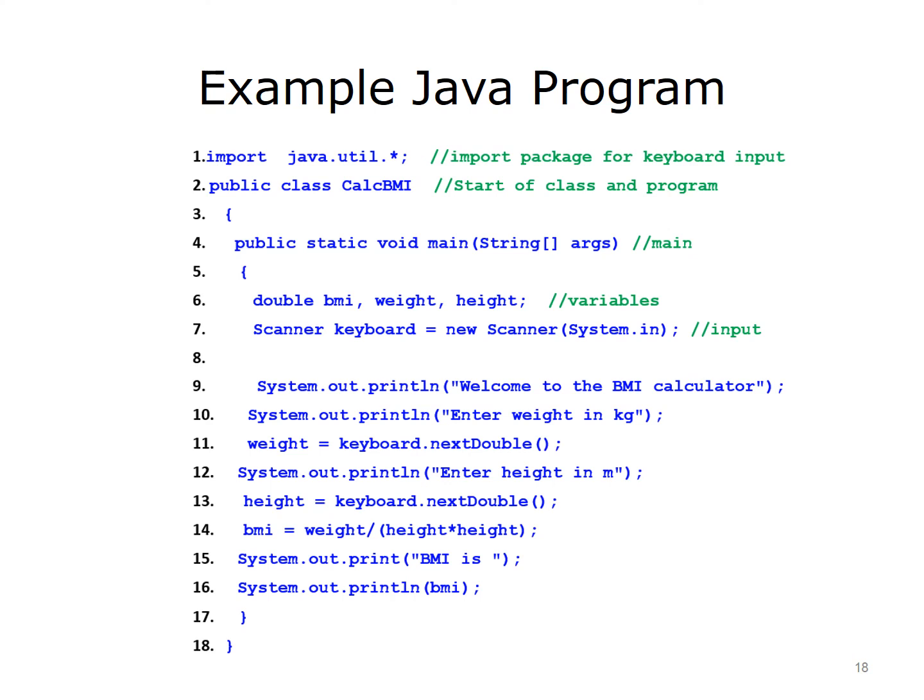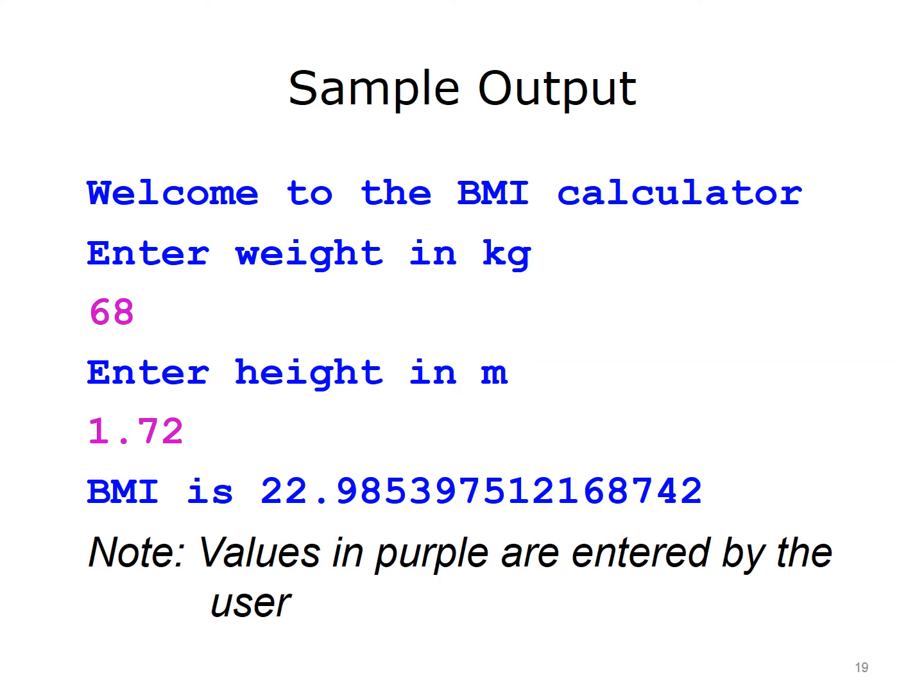17. The next line is a closed curly bracket which ends the main method. 18. The final line is a closed curly bracket which ends the calcBMI class definition. And that's all the code. Here is a sample output from running the program.